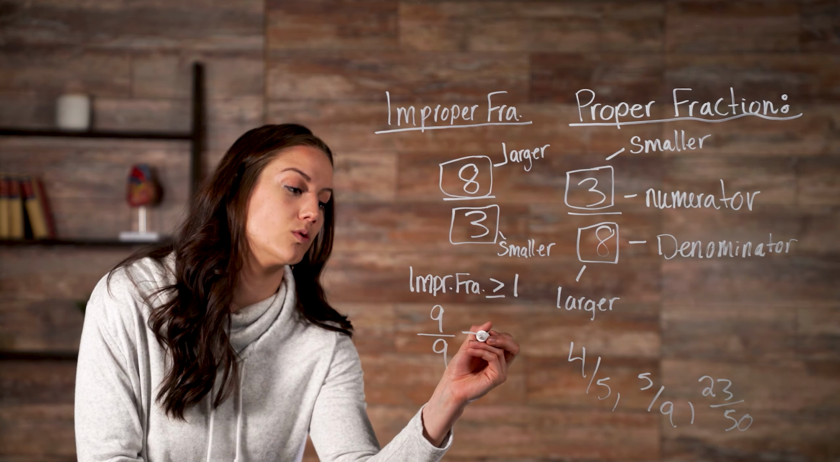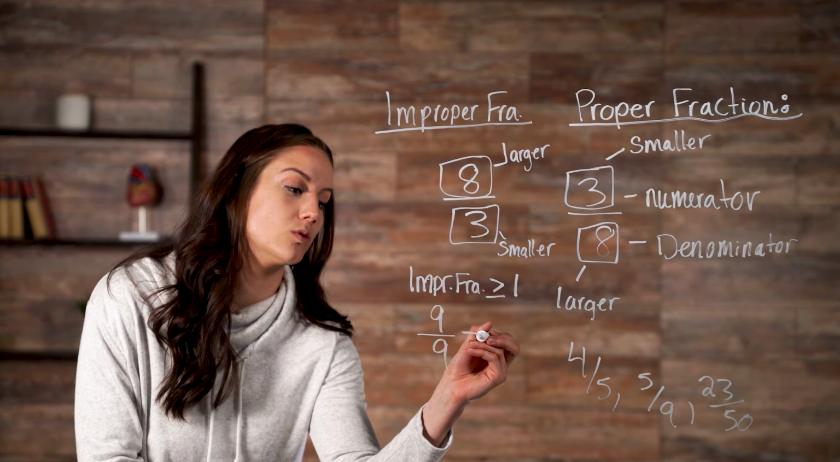We also have equivalent fractions. Equivalent fractions are 2 different fractions that name the same number. For example, 6/8 and 3/4 look different, but they're the same. 3/4 is just a simplified or reduced version of 6/8. To simplify 6/8, you just divide the numerator and the denominator by 2 to get 3/4.